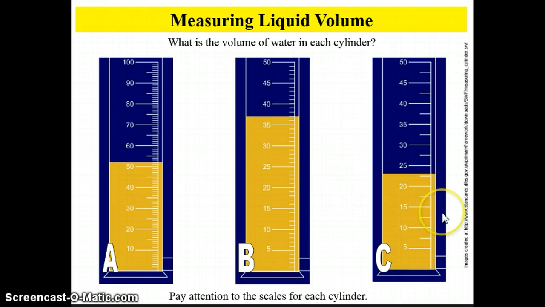For cylinder C, this one's a little different because it counts by fives, but then they have this half mark here in the middle. So truly this would be 22 and a half, that line. I estimated that it's just slightly above that, so I said that was 23 milliliters. If you had something close to that, that would be correct. All right, 23 milliliters for cylinder C.